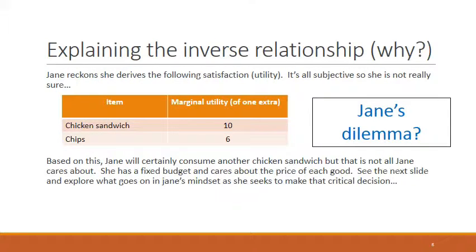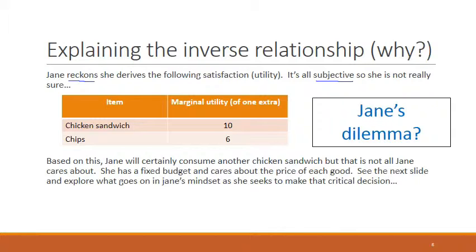Well, Jane reckons she enjoys the following satisfaction measured in utils. It's kind of subjective, right? So Jane may have a different opinion the next day. She might have a sleep and have a different measure of marginal utility. She might see an advert of a chicken sandwich and have higher marginal utility. It is all subjective, and that's why I suggested that she reckons. She can't really be sure, and that's one limitation of the whole theory, as we're going to see.